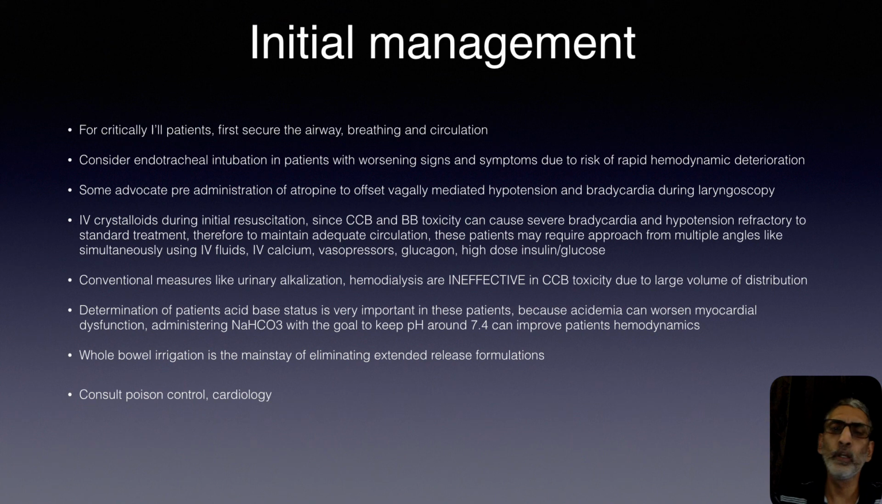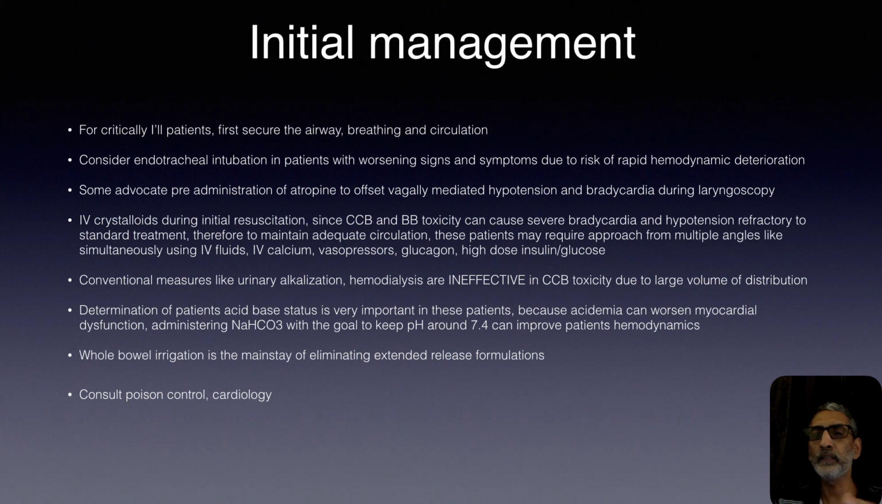This is due to the large volume of distribution, which means there's not enough drug circulating in the systemic circulation. If it were more available in systemic circulation, we could do dialysis and get it out of the system. But because of the large volume of distribution, most of it is distributed throughout the rest of the body, at the cellular level. So dialysis may not be a good choice.